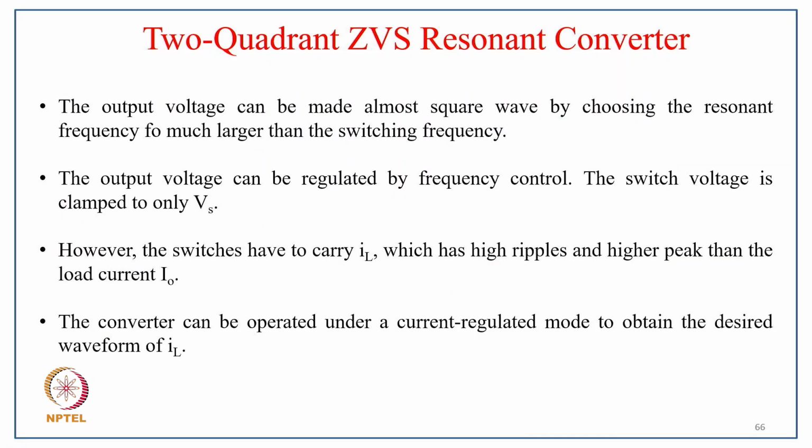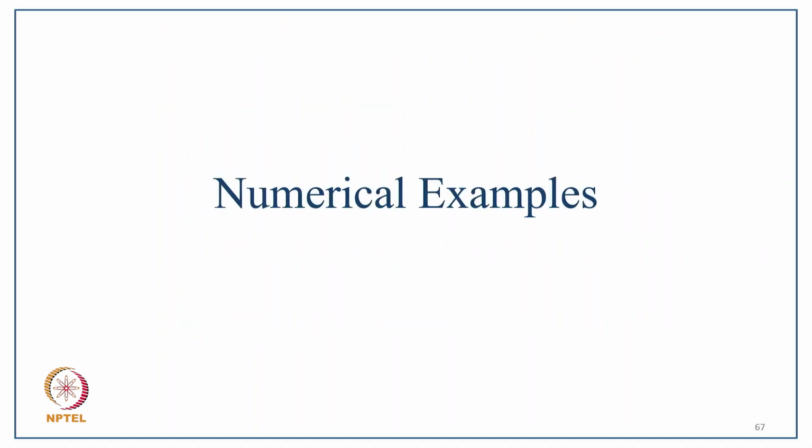So the output voltage can be made almost a square wave by choosing the resonant frequency much larger than the switching frequency, and the output voltage can be regulated by frequency control. The switch voltage is clamped to only Vs, however the switches have to carry IL, which has high ripples and higher peak than the load current I0, and the converter can be operated under a current regulated mode to obtain the desired waveform of IL.